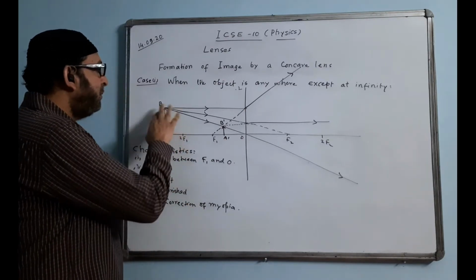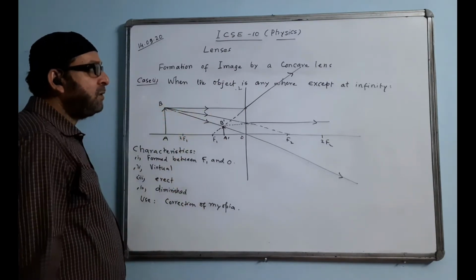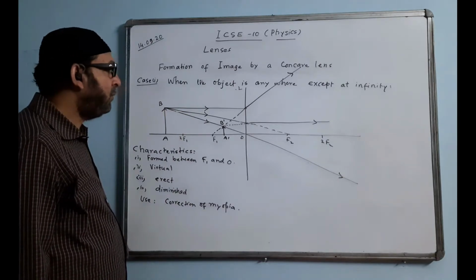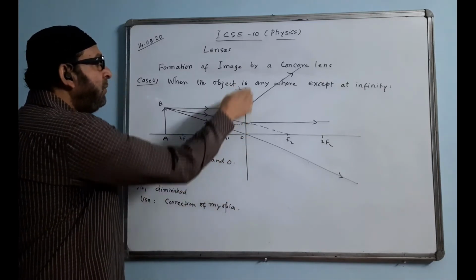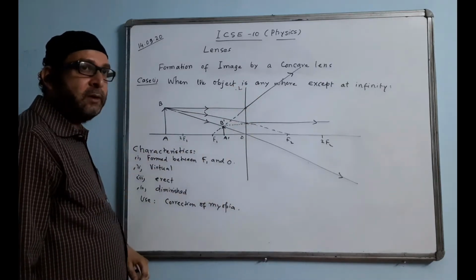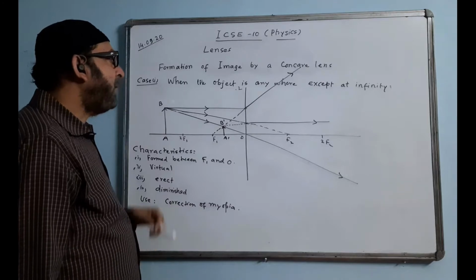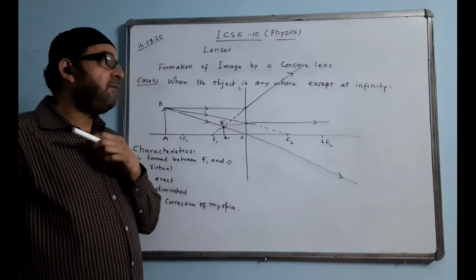Only we will have three rays drawn now from the point B. If the question asks you to draw three rays for the formation of the image, we will take the three rays like that. The lens later on will be completed by drawing this. So now, the comparison between the convex lens and the concave lens.